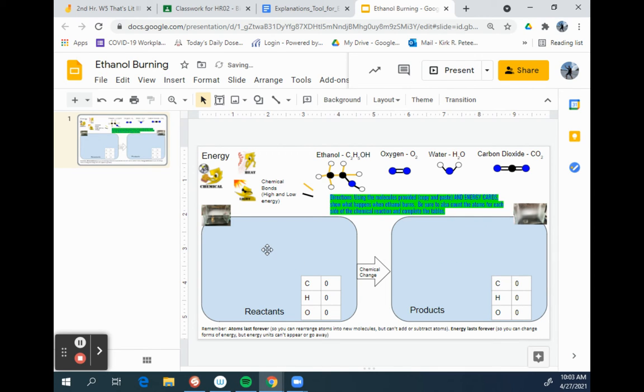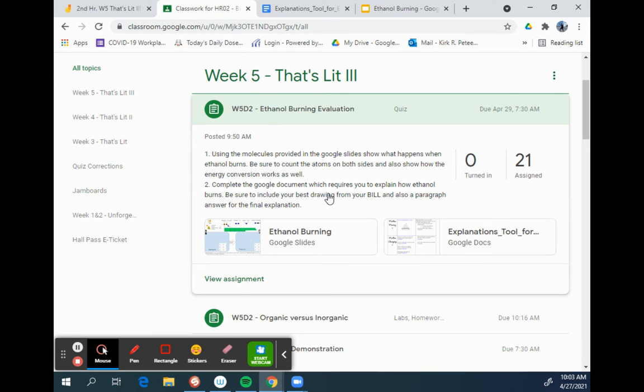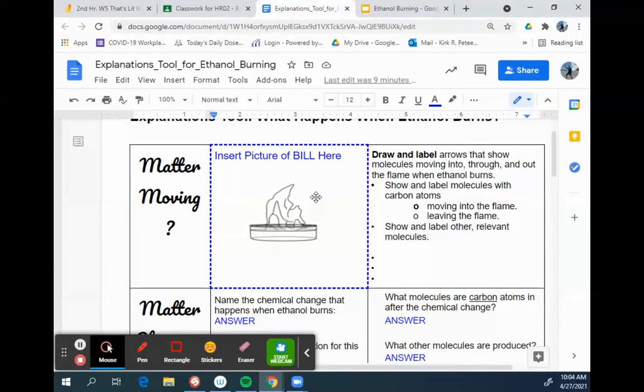When you are finished with the Google Slides, you then go back to the second part of the assignment. And the second part of the assignment is the explanations tool. And I'm going to go ahead and open that and show you what that looks like. So the explanations tool, the very first task is to draw a picture in your notebook. And you can insert this picture tonight or when you get home by taking a picture with your smartphone and simply saving it to your drive and then inserting it where it says insert picture of Bill here.